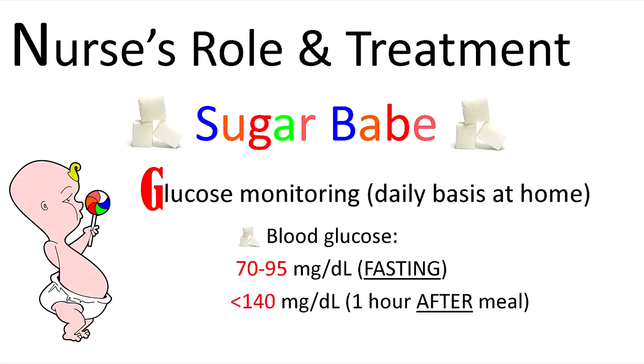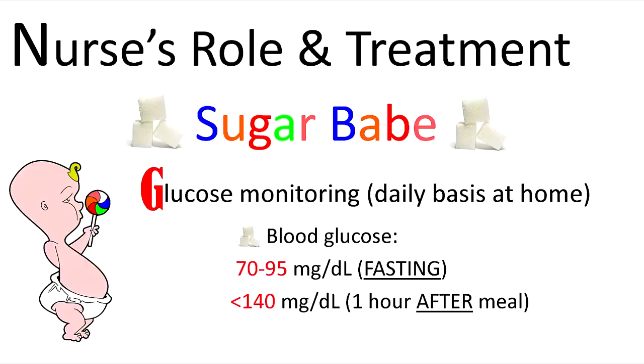G for glucose monitoring. The pregnant mom would want to, on a daily basis, monitor her blood glucose at home. As a general rule of thumb, she would want her blood glucose during fasting periods, where she hasn't had any food in her stomach for a while, to be anywhere between 70 to 95 milligrams per deciliter. And then about 1 hour after a meal, you would want it to be less than 140 milligrams per deciliter, but of course within that normal range, greater than 70, because we don't want her to have hypoglycemia.